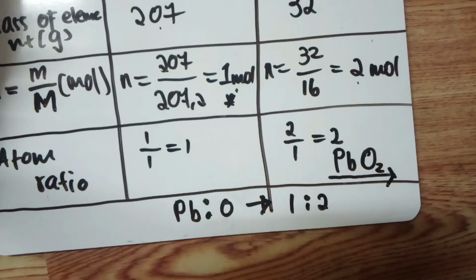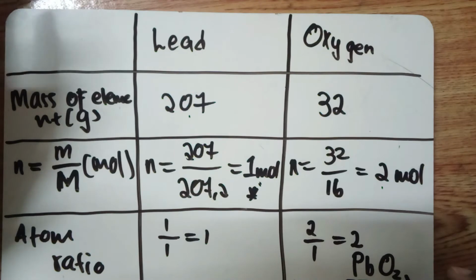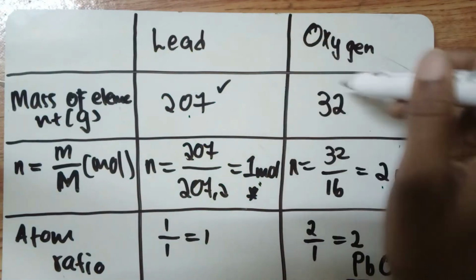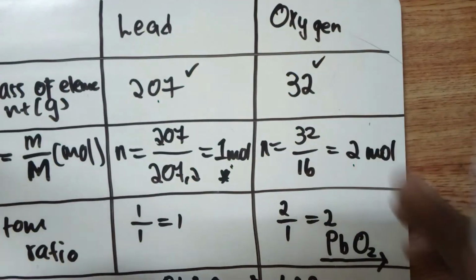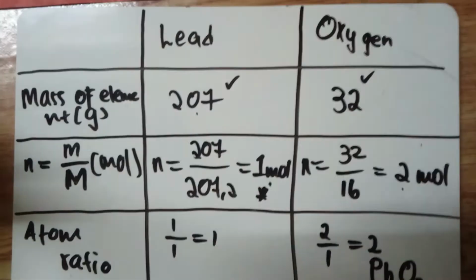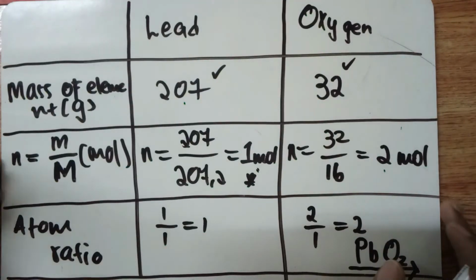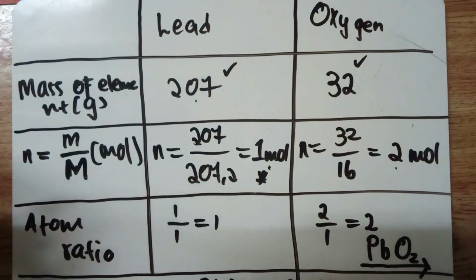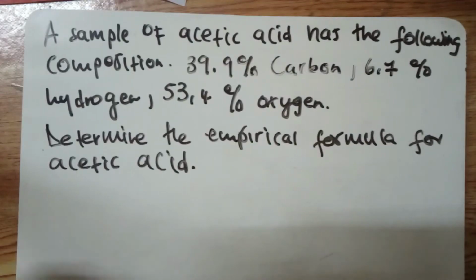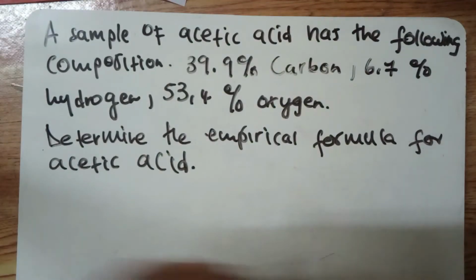Let's do another way of finding the empirical formula when we are given a percentage composition. In this instance, we were given the mass, but what about when we are given the percentage? Pretty much the same process, but you'll see that our initial step, how we convert from that percentage to mass, is a very critical step. Okay, so this is another question that we can look at.